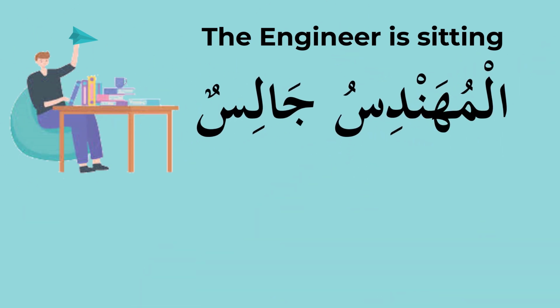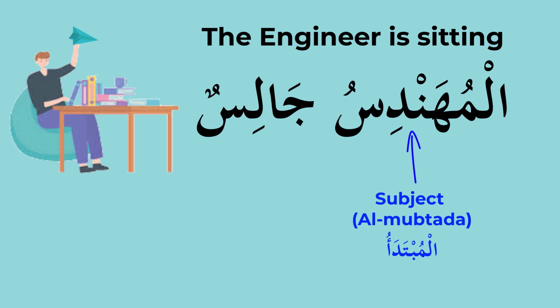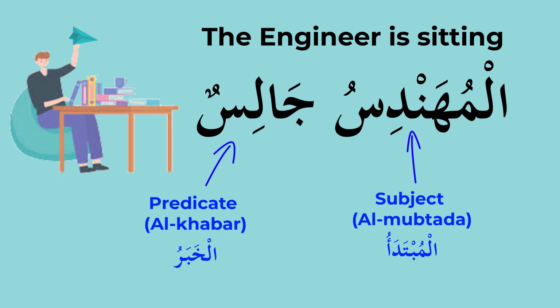Al-muhandisu. What is the meaning of muhandisu? Engineer. Al-muhandisu jalisun. It is sitting. Where is mubtada? Al-muhandisu jalisun. Khabar. Okay.